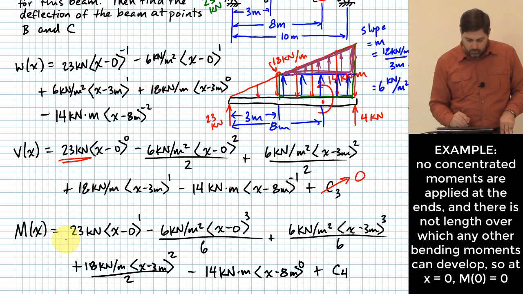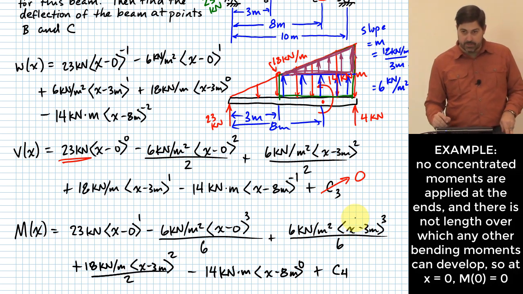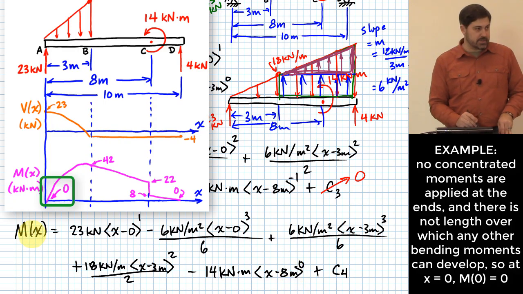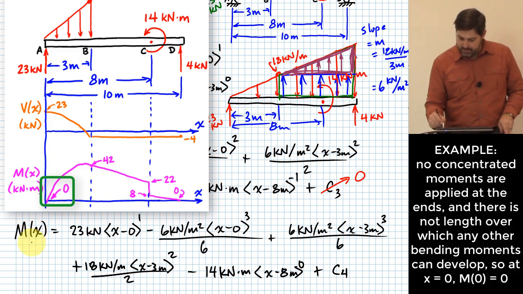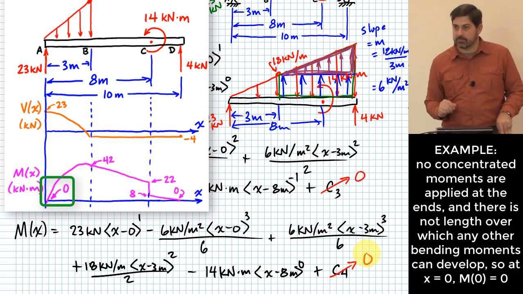That makes the first term what? 0. Next term, 0. Next term, 0. Next term, 0. Again, those two terms are 0 because of the definition of the Macaulay function, right? Because 0 is less than 3. Okay? And then the last one, 0 is less than 8 as well, so that one's also 0. And the whole thing has to be equal to 0 because there's no bending moment at x equals 0. So that tells me C4 also has to be 0.